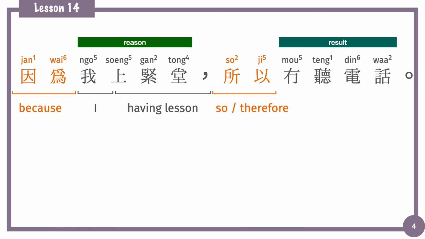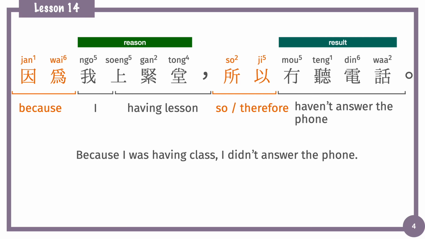For example, 因為我上緊堂, I'm having lesson. And then 所以冇聽電話 means haven't answered the phone. So for this sentence, 因為我上緊堂所以我冇聽電話 means because I was having class, I didn't answer the phone.